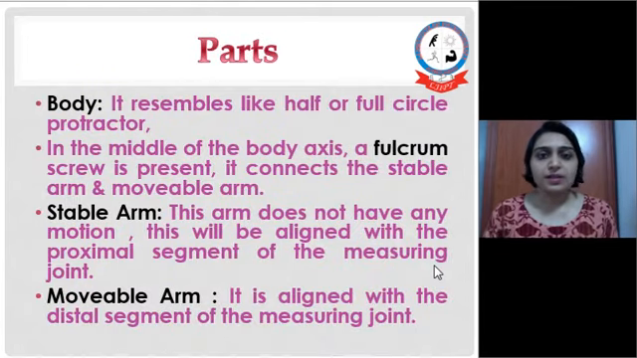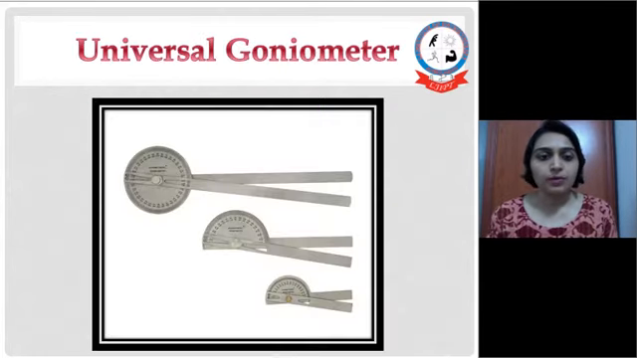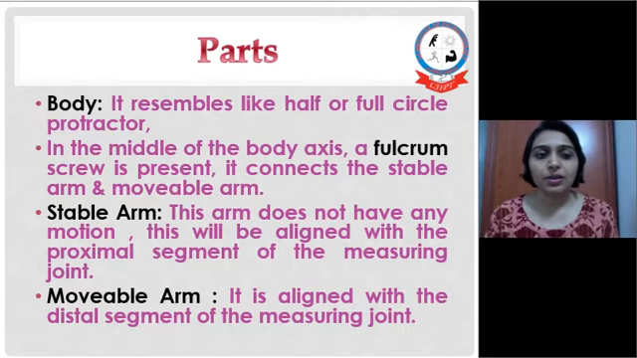So let's describe the parts in detail. The body resembles a half or full circle protractor. In the middle of the body axis, a fulcrum screw is present. It connects the stable arm and movable arm, which we can see here in a figure. This is a fulcrum which is connecting body, stable arm and movable arm. And this fulcrum is usually kept along with the joint axis of the joint being measured.